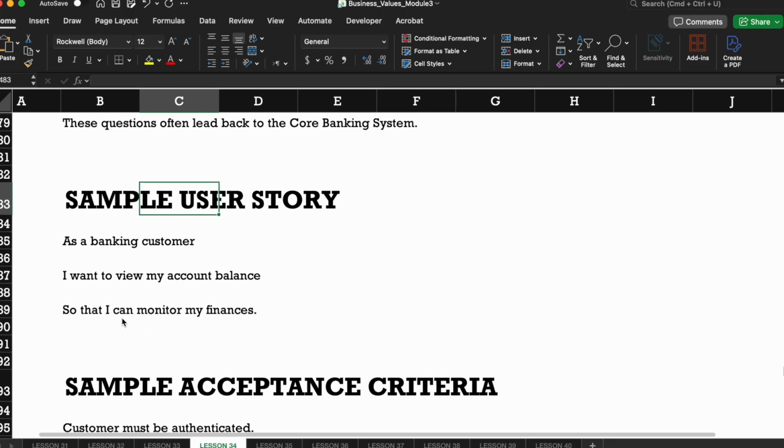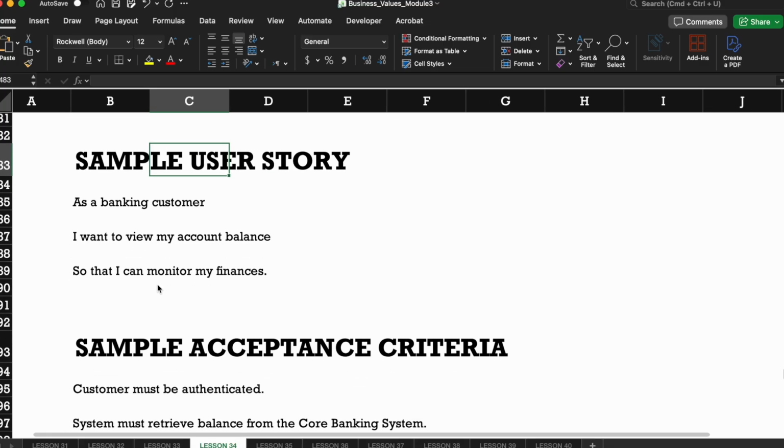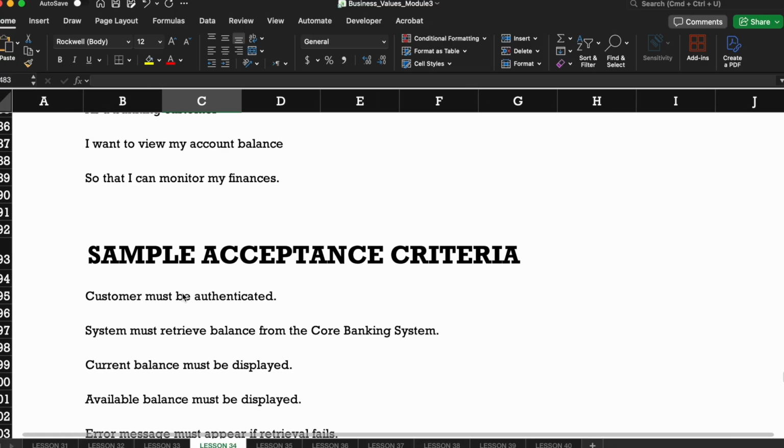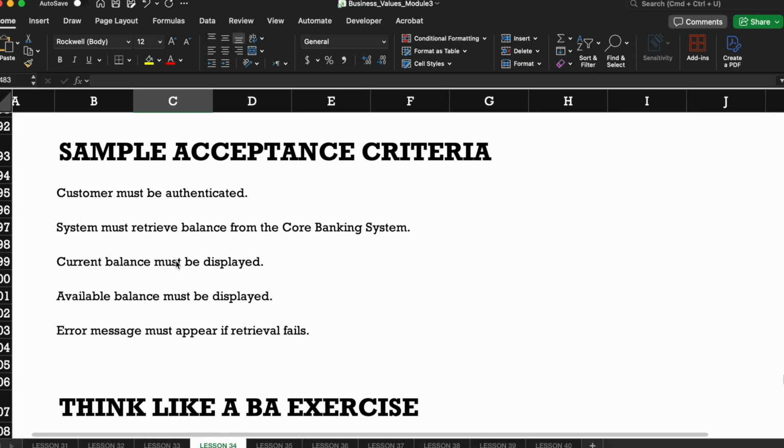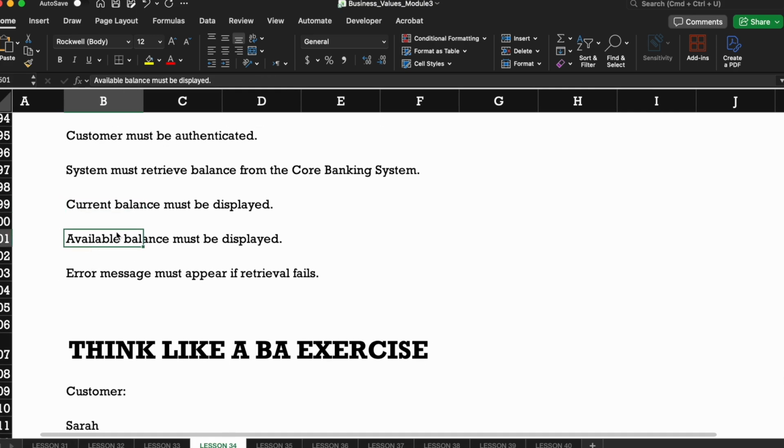Sample user story. As a banking customer, I want to view my account balance so that I can monitor my finances. Sample acceptance criteria for this scenario: customer must be authenticated, system must retrieve balance from the core banking system, current balance must be displayed, available balance must be displayed, error message must appear if retrieval fails.